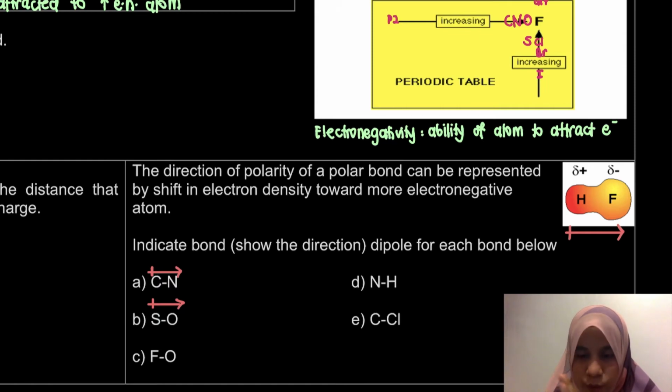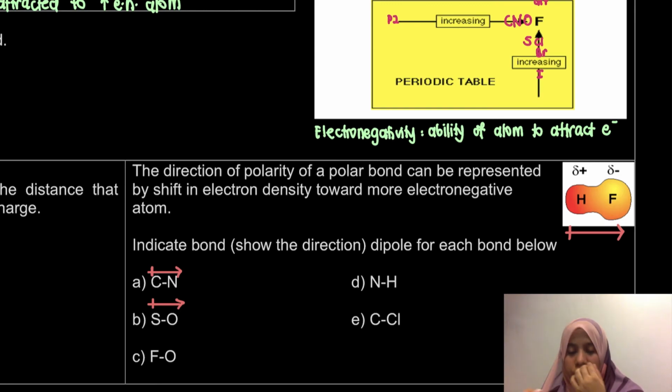Nanti Miss akan buat the question itself. Indicate bond towards which atom. Yang which atom dia akan it will be the head. Remember, the head tu must be towards more electronegative. Maknanya dekat situ yang elektron suka pergi dekat dia lagi. So that is actually introduction of dipole moment.